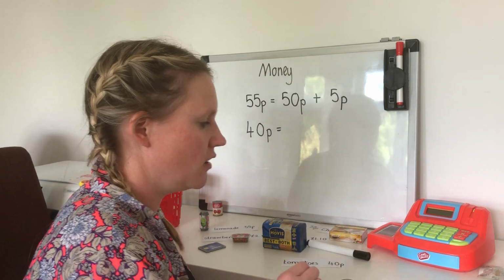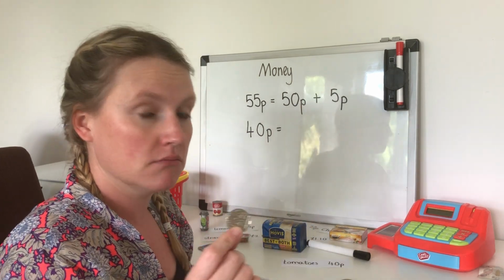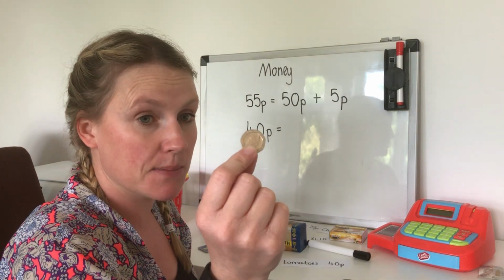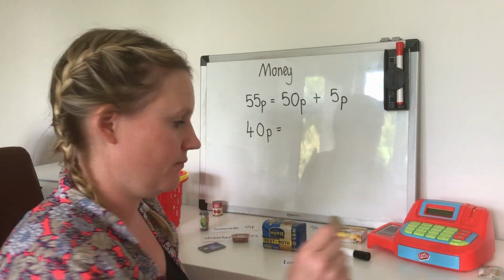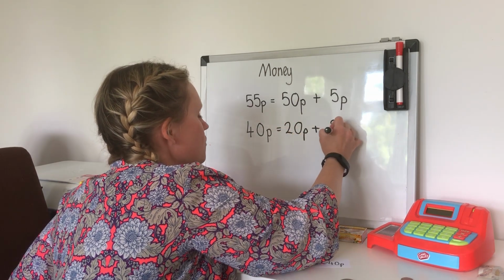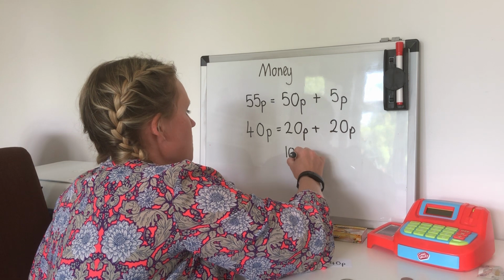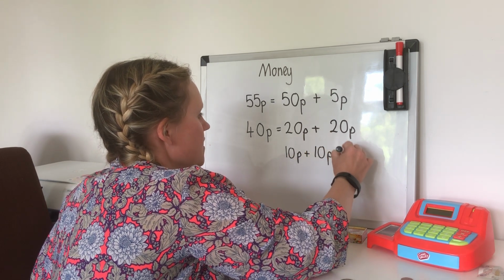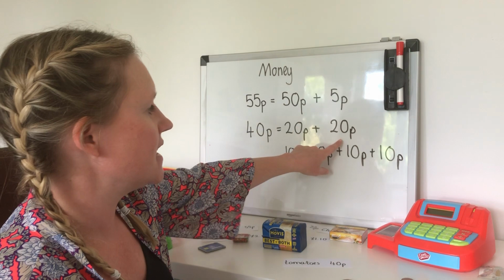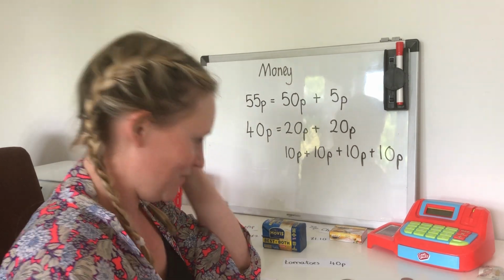Okay, there's 2 different ways you could do it. You could have 4 10p's. 10, 20, 30, 40. Or for the smallest amount of coins, you could have 2 20p's. 20, 40. So I'm going to put 20p and 20p. Or underneath, I'm going to put another one, 10p, add 10p, add 10p, add 10p. 20 add 20 equals 40. 10 add 10 add 10 add 10 equals 40. Am I right? Yes. Okay.